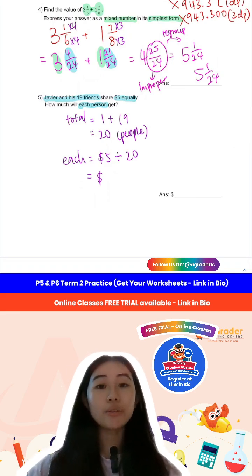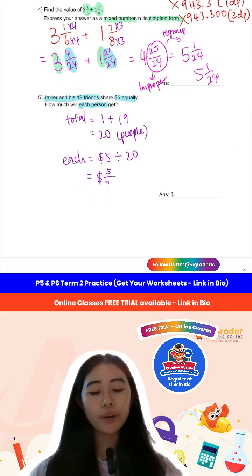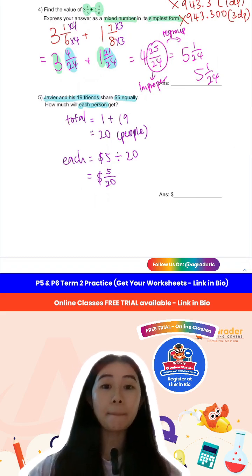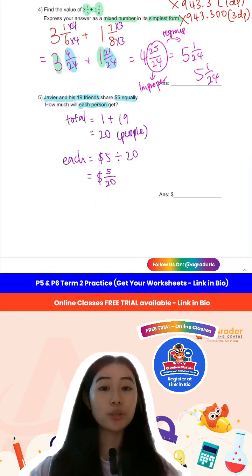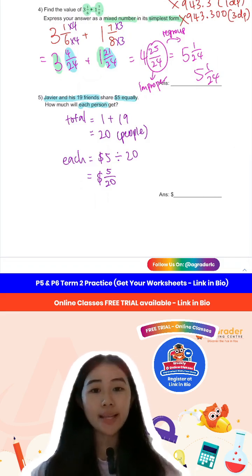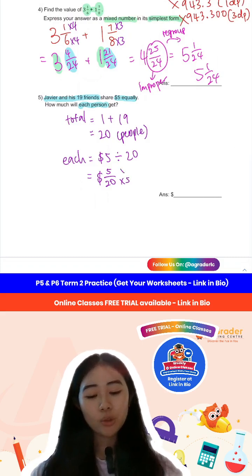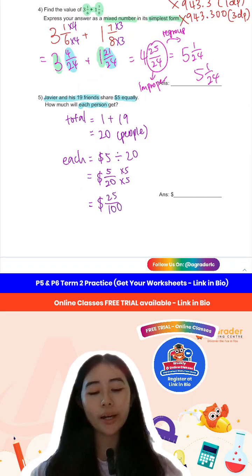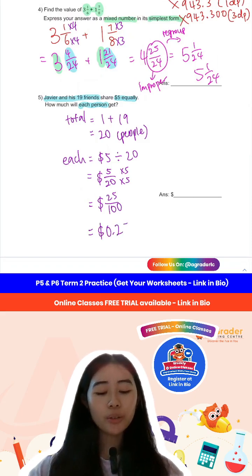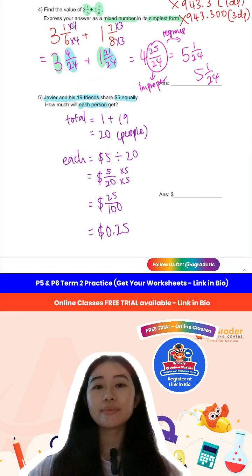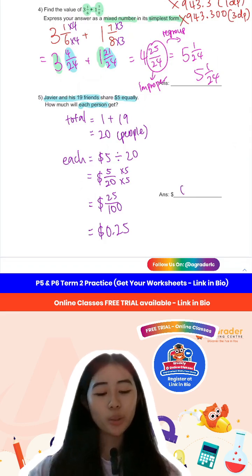Okay, so 5 divided by 20, I can write it as a fraction, 5 over 20. And then I'm going to change the denominator to 100 because $1 is 100 cents. So you just need to times 5 for this. You get 25 over 100. And then this will be 0.25. So the answer here is 25 cents.